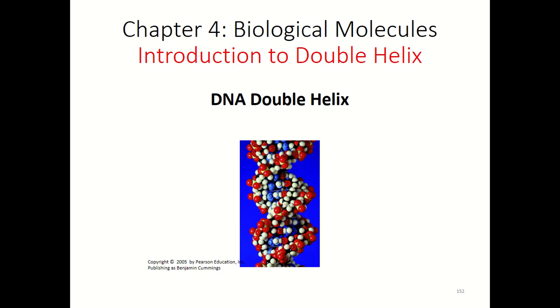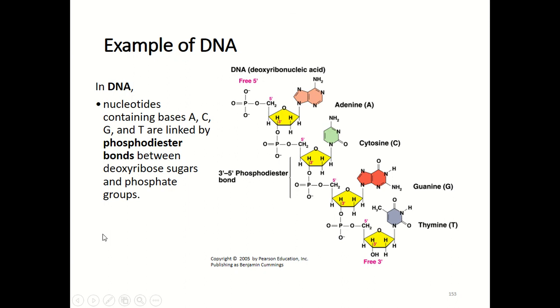Okay, let's look at the structure of DNA. DNA has a double helix structure, containing the bases adenine, cytosine, guanine, and thymine. They do not have uracil, and all of these are linked together by phosphodiester bonds. So let's try to read this one. 5 prime, ACGT, 3 prime.